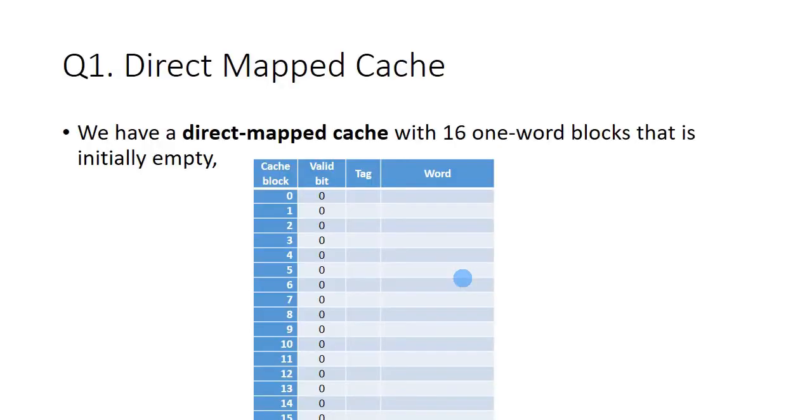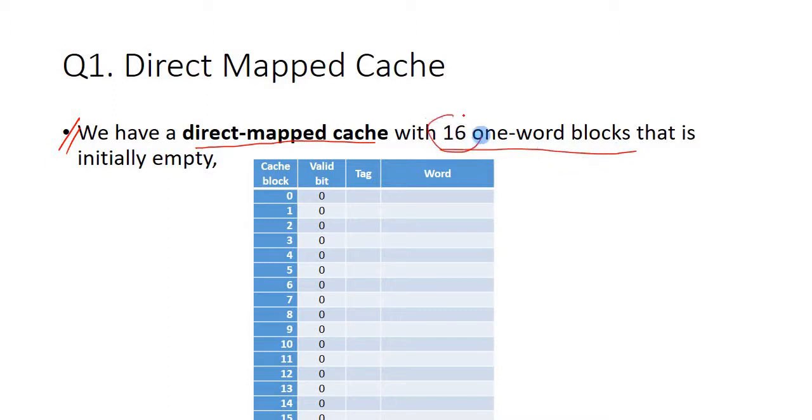In the first question, we have a direct map cache with 16 one-word blocks that is initially empty. Given any cache question, the first thing that we must always do is, from the statement on how the cache is designed, get a visual representation of how it is going to look. For a direct map cache, we know that every address is going to map to a single cache line, and we are given that we have 16 one-word blocks. So how do we translate this?